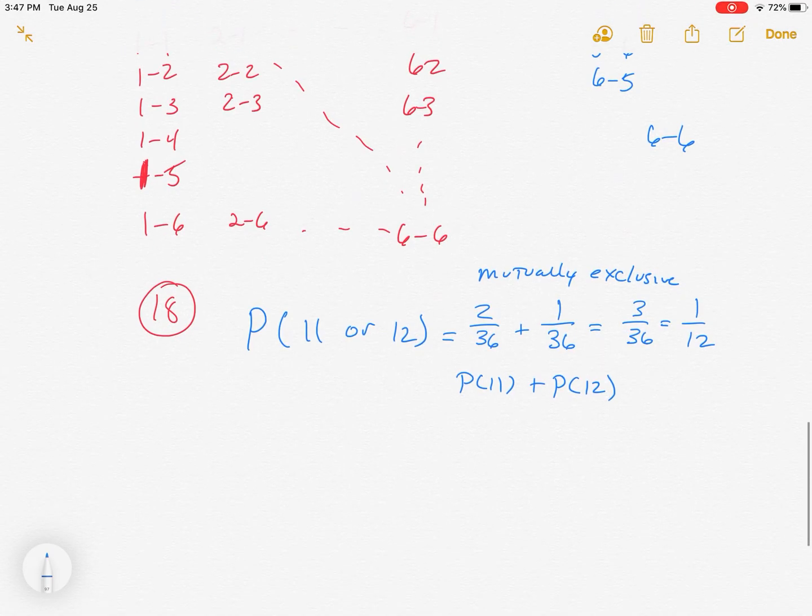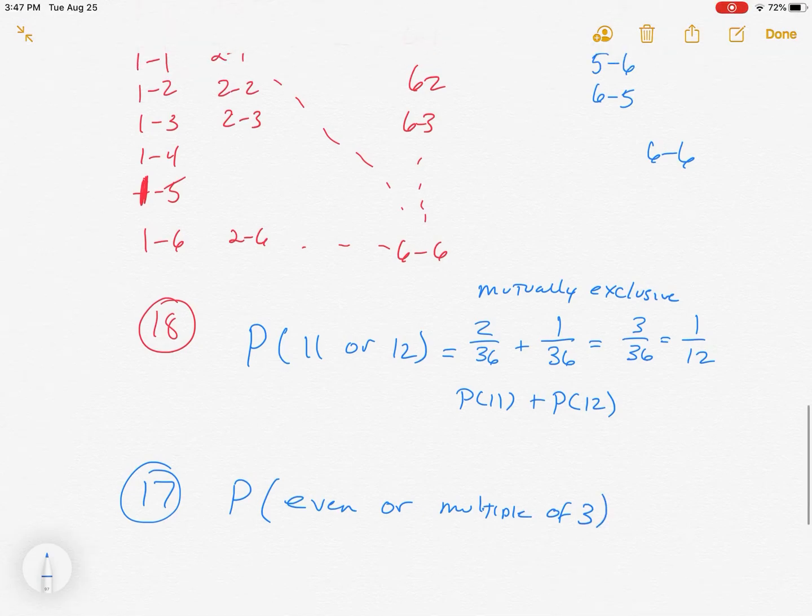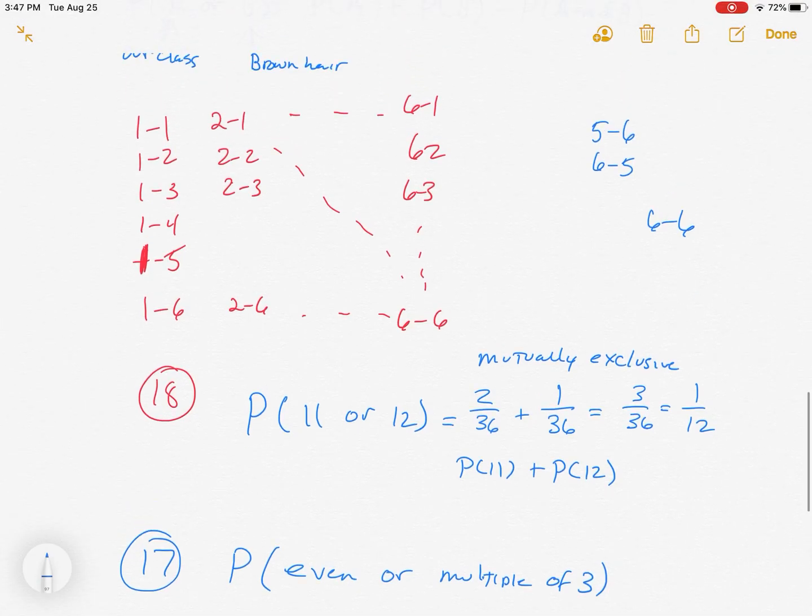Compare that to something that's right before it, number 17. Find the probability that we get an even number or a multiple of 3. So an even number, there's going to be lots of even numbers.